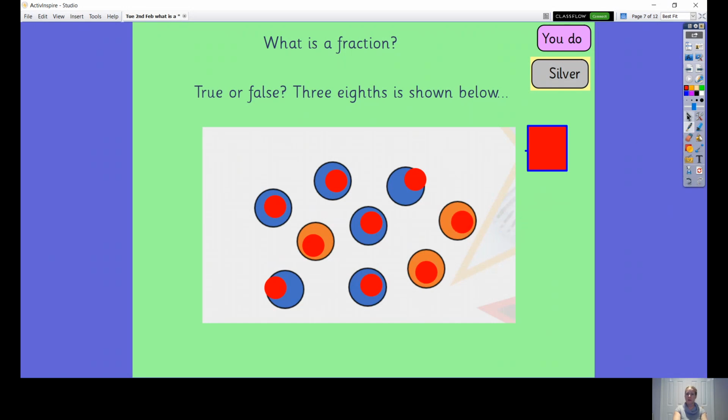Oh, uh-oh. So I'm not correct then, because the fraction I should have is 3/9. There are 9 equal spots and 3 of them are coloured in. So it's actually 3/9, not 3/8. So this one was false.